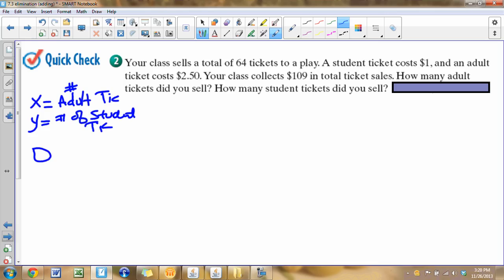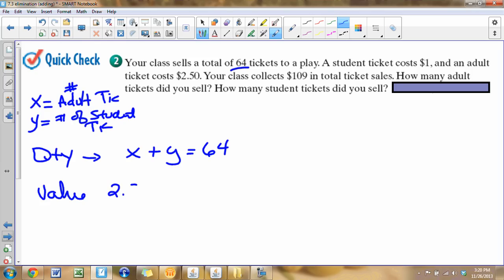Gonna have to write my equation for quantity and my equation for value. Quantity would be x plus y equals, and how many tickets did we sell? 64. And then my value, my adult tickets cost $2.50, so 2.5x plus y because they only cost $1, and I sold 109, right?